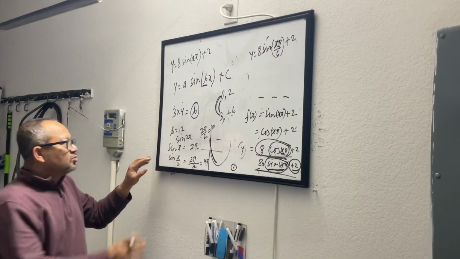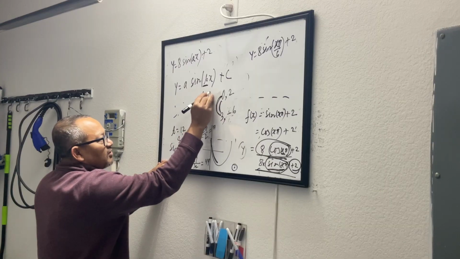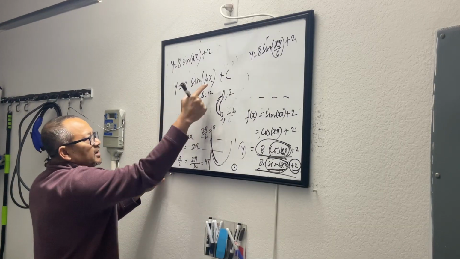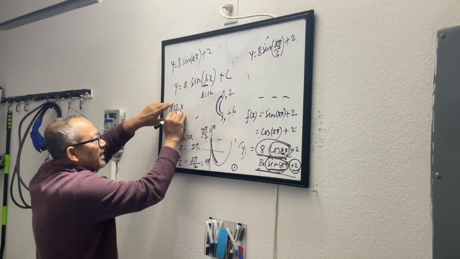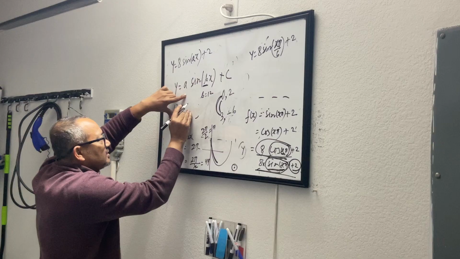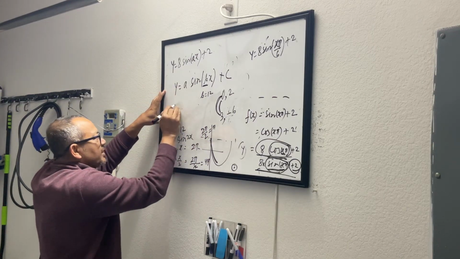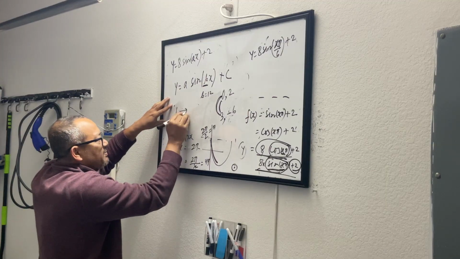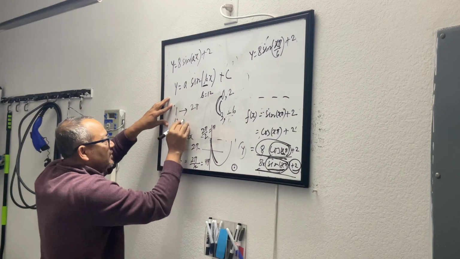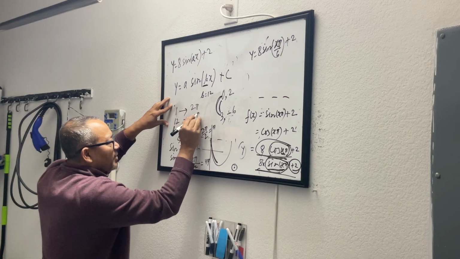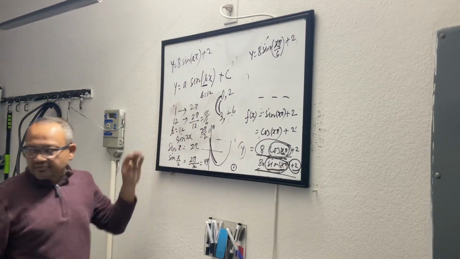Okay? So, in this case, we know that my period is 12. So for us to get a period of 12, when my coefficient is 1, my period is 2 pi. When my coefficient is 12, my period is 2 pi over 12, that is pi over 6. That's what I was trying to relate to.